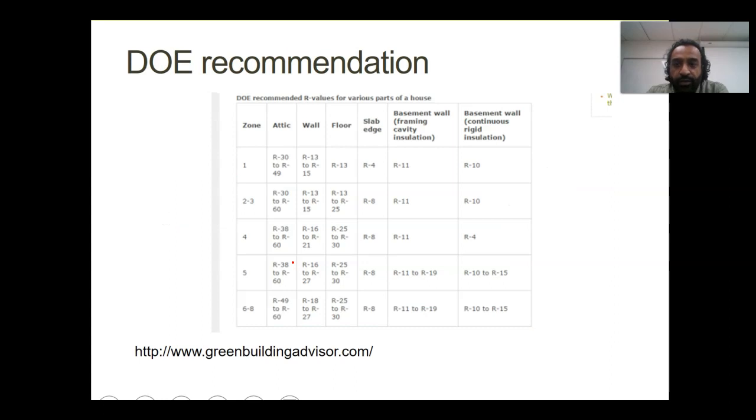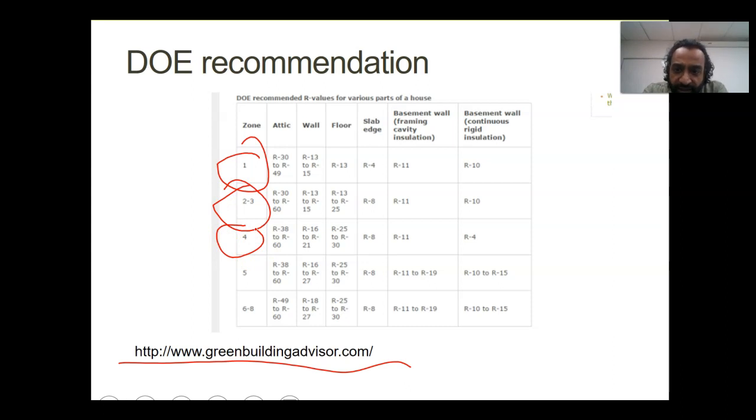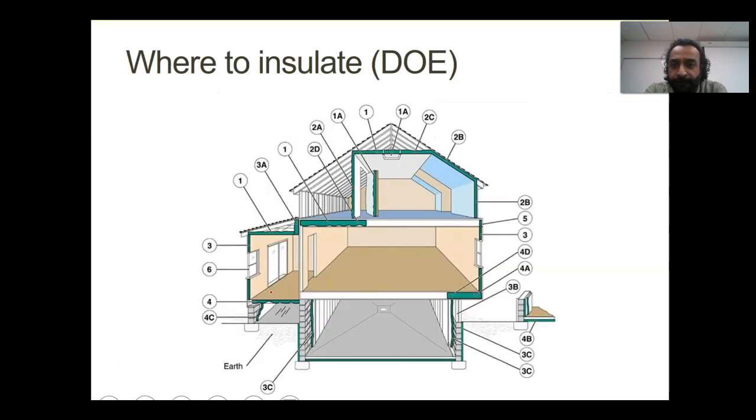This is the DOE recommendation, the Department of Energy, and I put a link here so you can look up what they need you to have for insulation. Zones pertain to the region of the country. So check that out. It's very interesting. If you notice, the highest insulation you want is for the attics and basement, because those are the colder areas, and most of the heat will rise and cause you to lose a lot of heat and eventually pump more heat into the house.